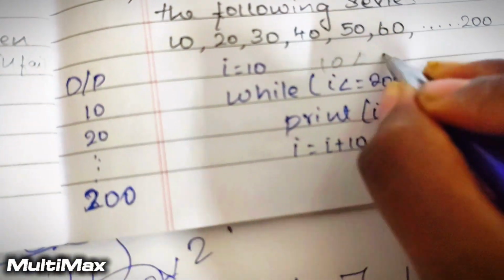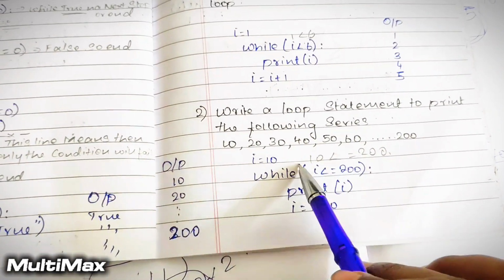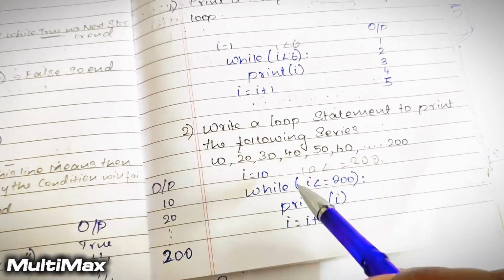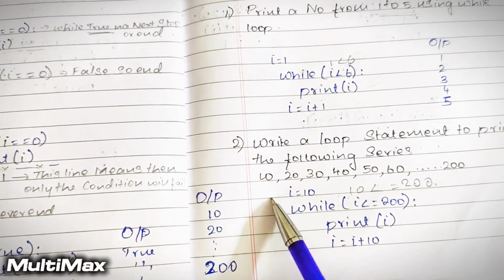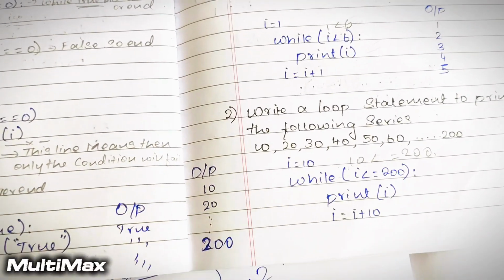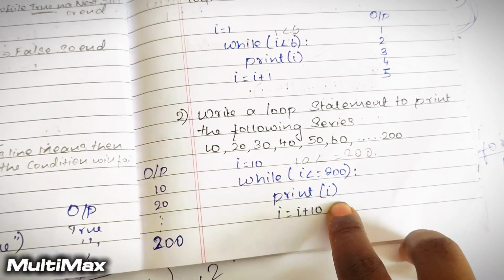Yeah, correct only. 10 is smaller than 200, so up to this 10 will vary. Now it was 10, after the second iteration it will be 20. Like that up to 200 we have to print. Which means 10 we have to print.